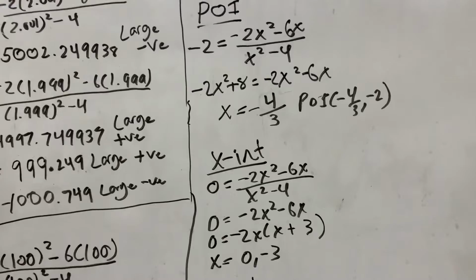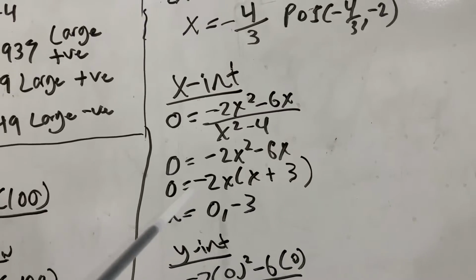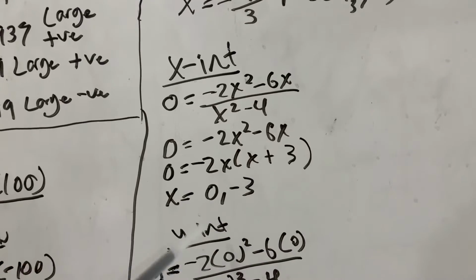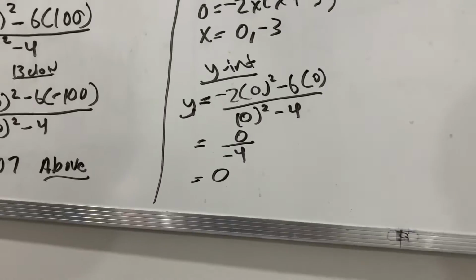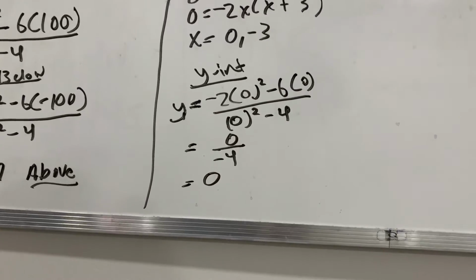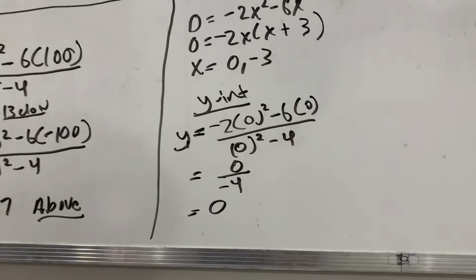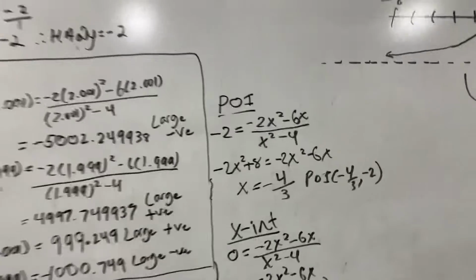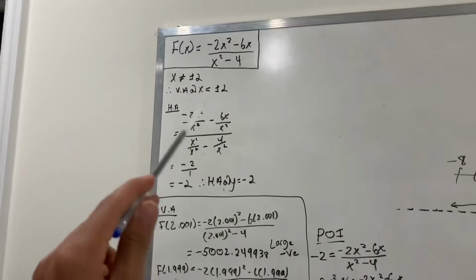The x-intercept is found by making the entire function equal 0. We factor the negative 2x out, and we get x equals 0 and x equals negative 3. For the y-intercept, we make x equal 0, and we get 0 over negative 4, which is 0. So these are your intercepts, the POI, the end behaviors, and our asymptotes.